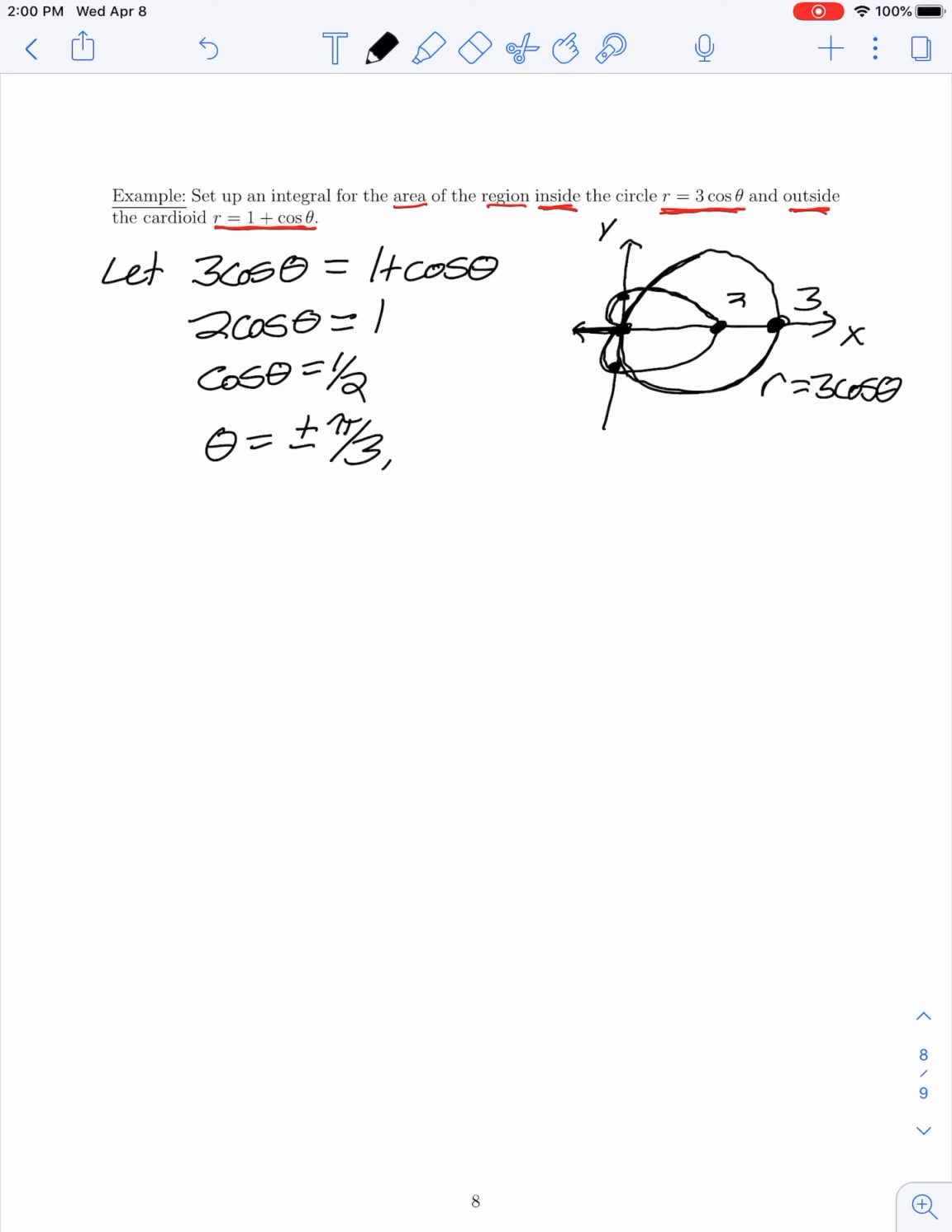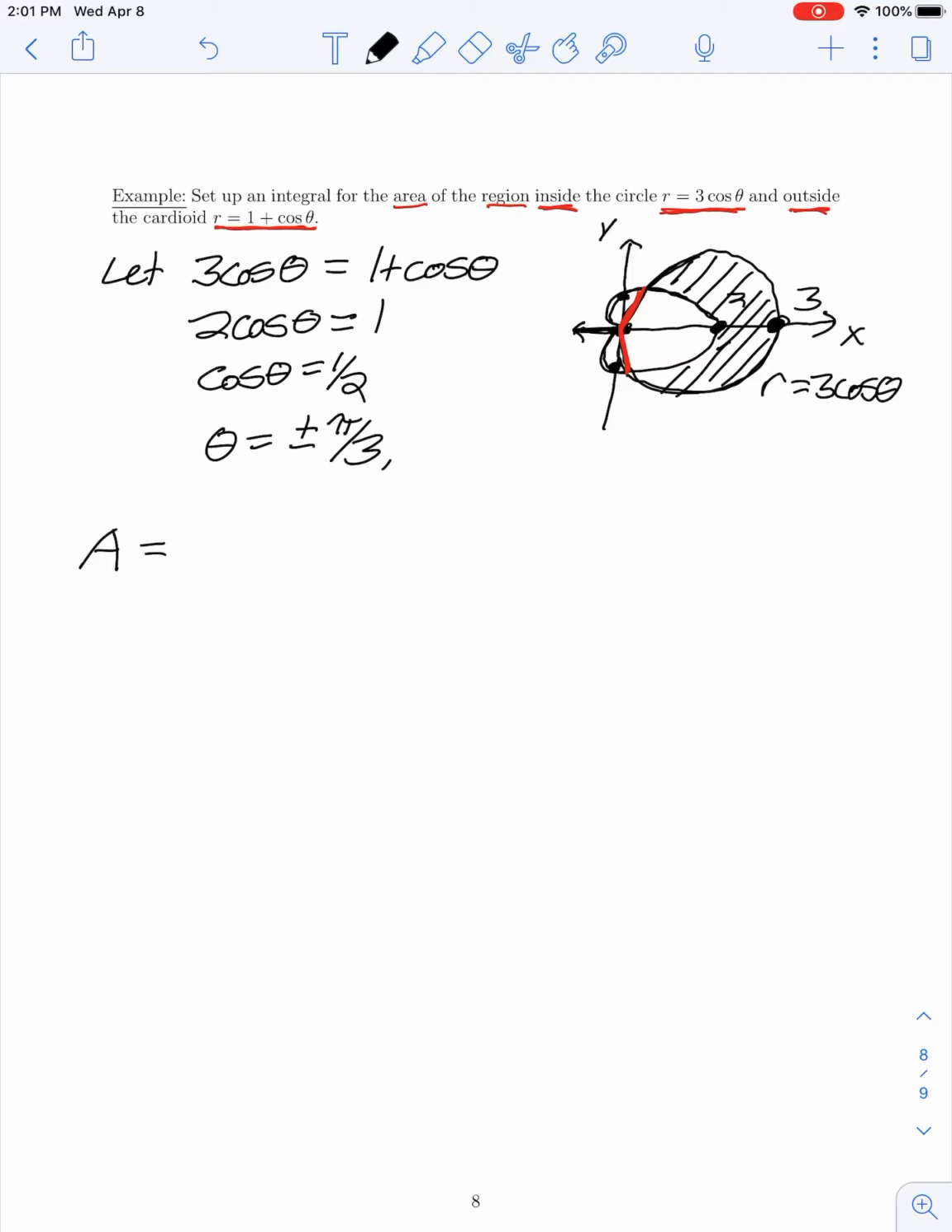And we see that the theta values that define the intersection of these curves are given by positive pi over 3 or negative pi over 3. So here, the region of interest is the region that lies inside of that circle, but outside of the cardioid. So our shaded region shown here. And again, to find this area, there's a couple of approaches we could use.